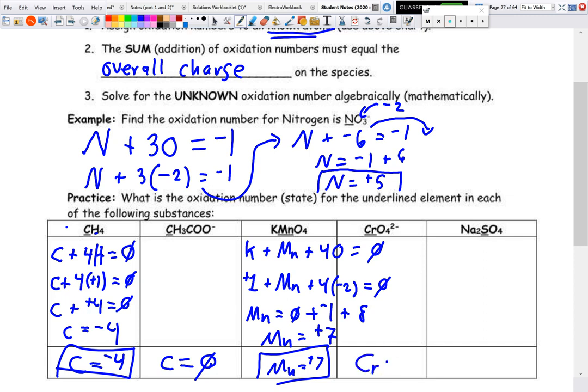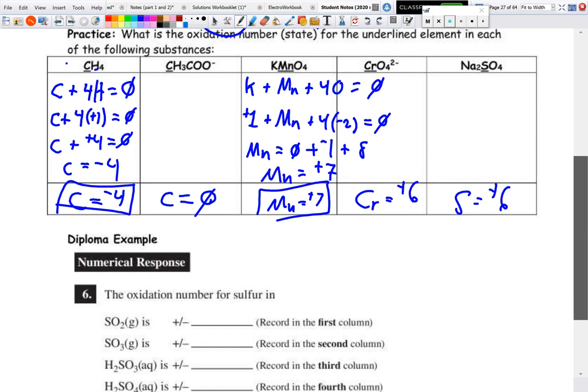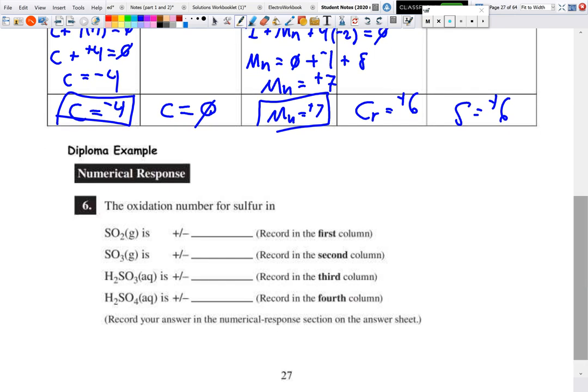So for the other ones, once again, hopefully you got these down here, but you should get the chromium. Should be a positive 6. Sulfur should equal a positive 6 when you get those done. Then of course, if you had trouble getting those, just fire me off an email. We can go through some of the other ones there as well. So this is going to show up in ways.